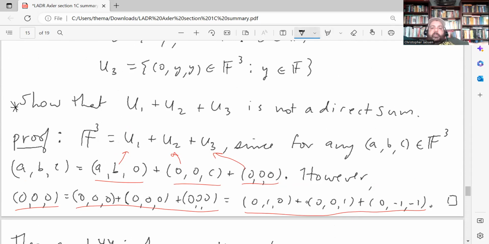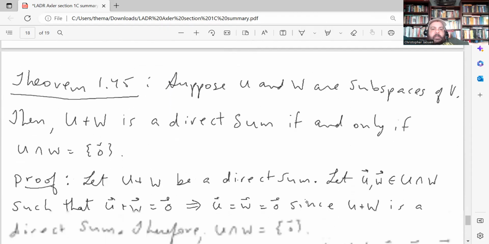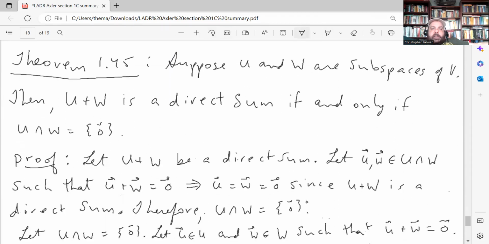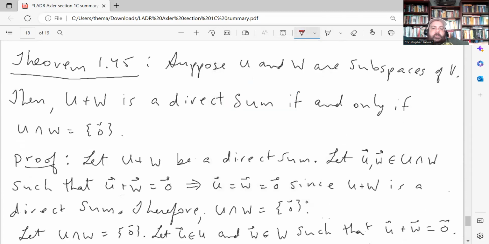All right, so if you have more than two subspaces, then this condition is not enough. So with this theorem, you've got to be careful to apply it only in situations where it applies, which is when you have only two subspaces. Then if you show this, it's a direct sum. If you have more than two subspaces, then you have more work to do to show that it's a direct sum. Okay, so that is section 1C, a relatively short section.